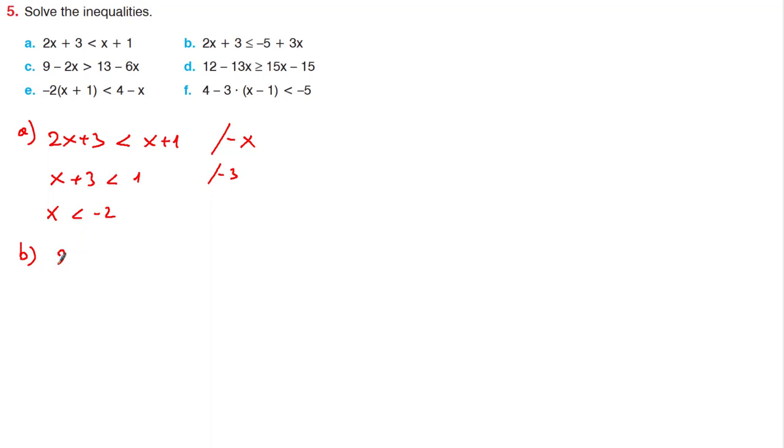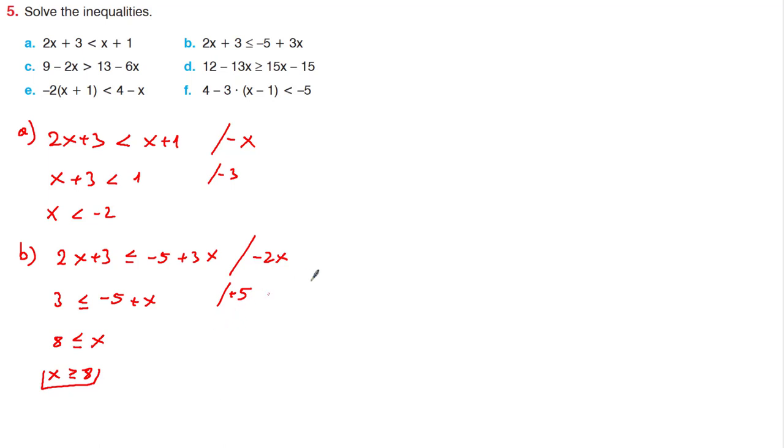B, 2x plus 3 is less than or equal to negative 5 plus 3x. We can subtract 2x here, so we get 3 is less than or equal to negative 5 plus x, since 3x minus 2x is just x. Then we add 5 to get rid of this 5 here. We get 8 is less than or equal to x. We want to rewrite it in this direction, so x is greater than or equal to 8.